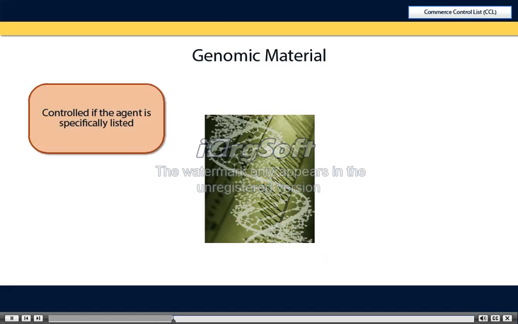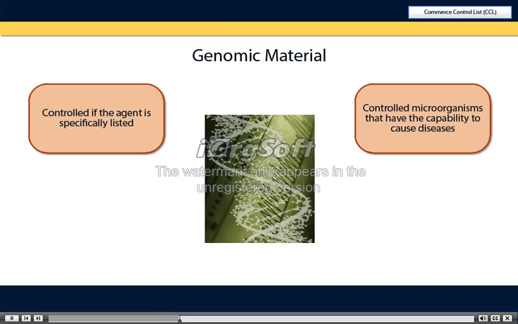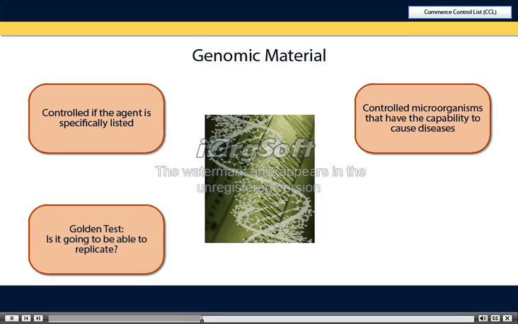Genomic material is controlled if the agent is specifically listed. This includes genetic elements or genetically modified organisms, GMOs, that contain nucleic acid sequences associated with the pathogenicity of controlled microorganisms. If it is a genetic element, it can be hard to show it is not associated with pathogenicity. If you are sending a piece of genetic material, ask, how can we document that we have reviewed and determined something does not meet the pathogenicity threshold? The golden test? Is it going to be able to replicate?